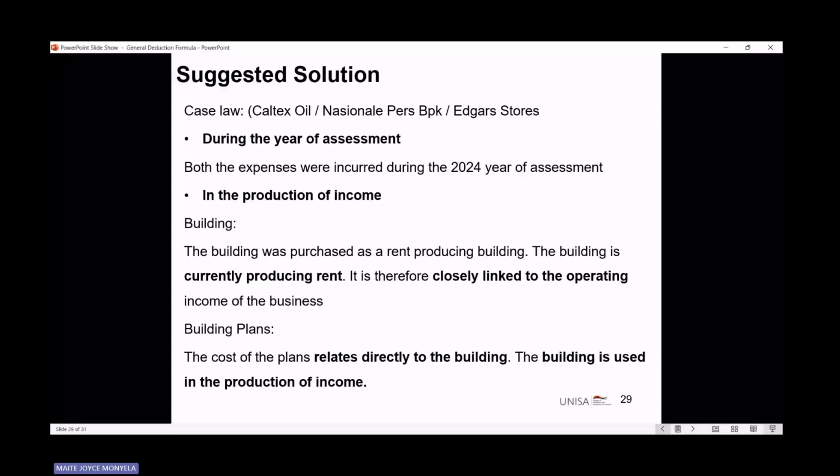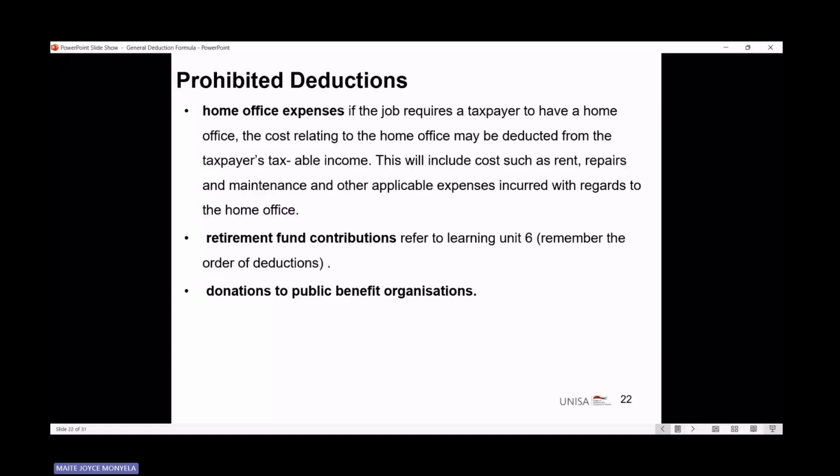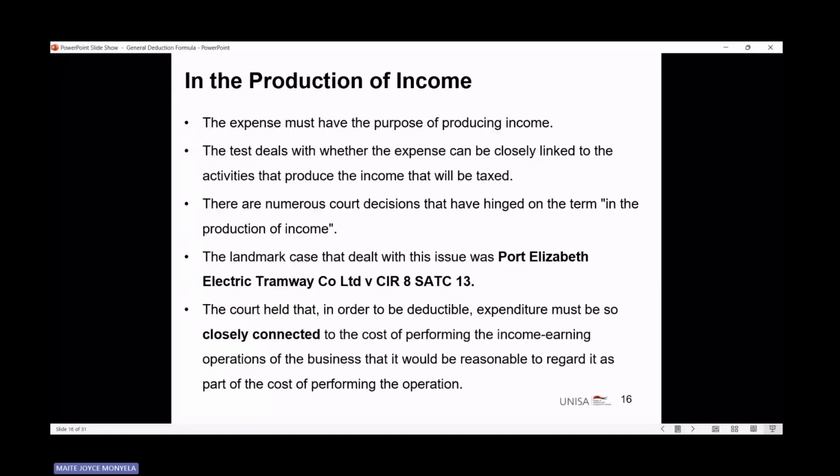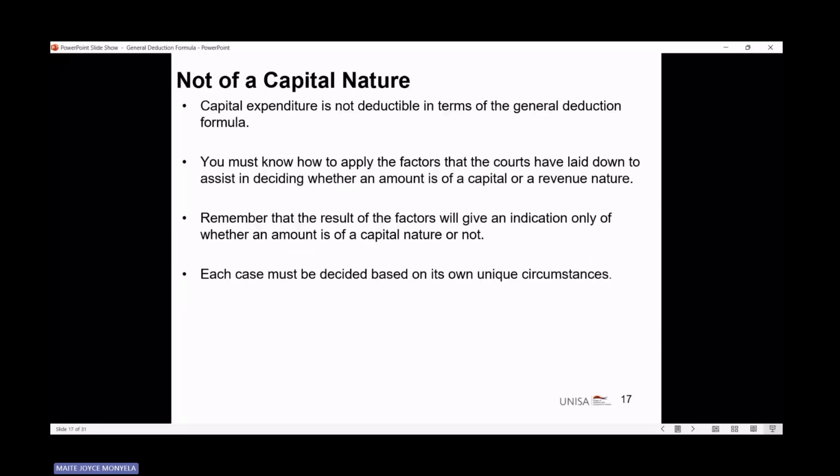You need to also check, it's not straightforward like the other requirements. So not of capital nature, what does it mean? It means that capital expenditure is not deductible in terms of the general deduction formula. That one we are okay with. If the thing is of capital nature, it's not deductible. If it's of revenue nature, it will be deductible. You must know how to apply the factors that the court has laid down to assist. As I said, at your level, you need to understand the court cases and apply them to the question so that you can decide whether it's of a capital nature or a revenue nature.